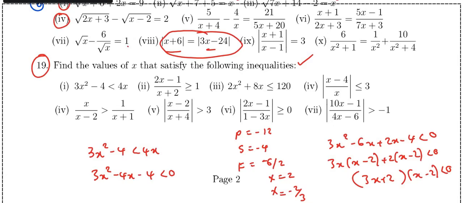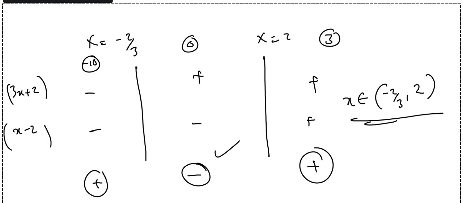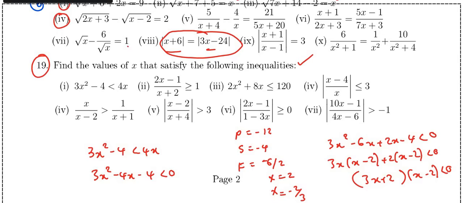They want where this expression is less than zero. Where it's less than, so they want this region. So it's just negative 2 over 3 to 2. They said strictly less than, so these ends are open. So that's what you do on the first one.